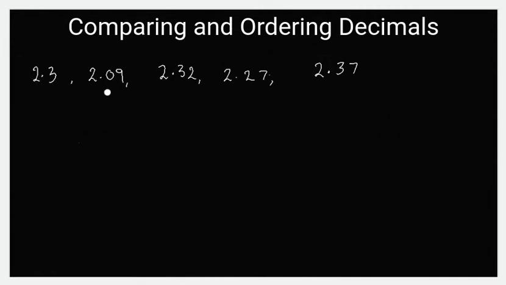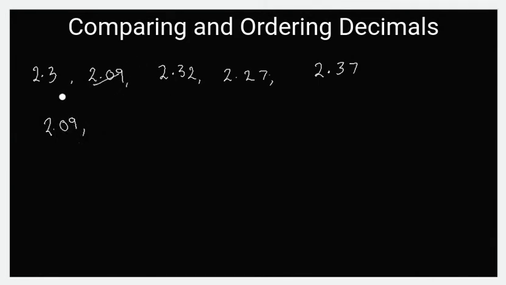Let's compare the whole numbers. The whole numbers, 2, 2, 2, 2, 2, they're the same. So we have to move on to the next place value, which is the tenths place, according to the decimal place value. So here we have 3, we have 0, we have 3, we have 2, we have 3. What's the least? 0. So we'll start with 2.09. We'll take this out.